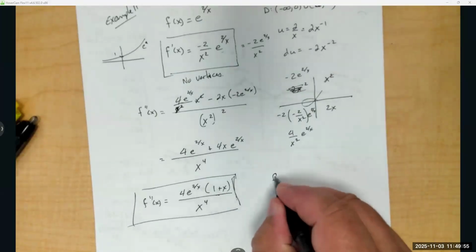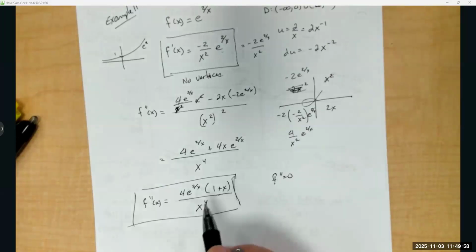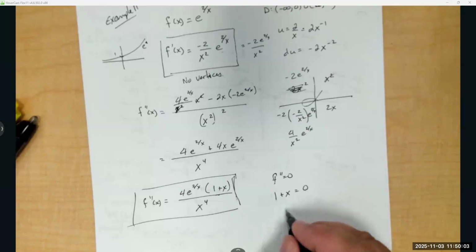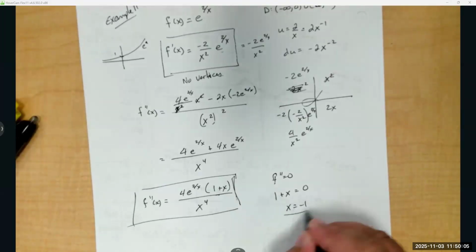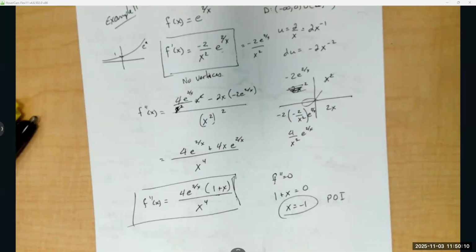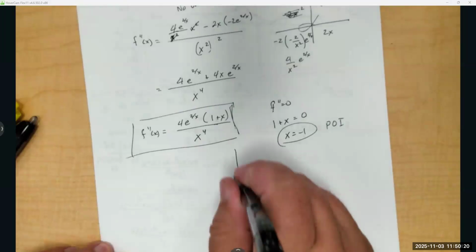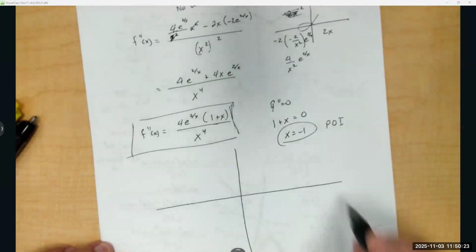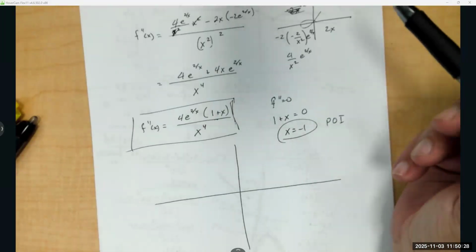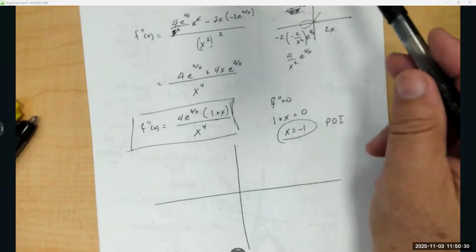If we set the second derivative equal to 0, the only part that can equal 0 is the 1 plus x. So we have a point of inflection at -1. We have no vertices, and we have one point of inflection.